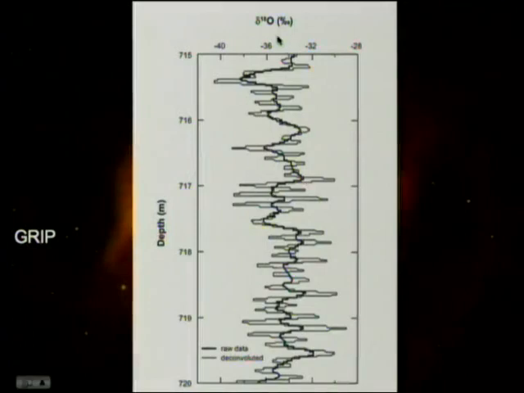Here's another example. This is from GRIP. And you can see the delta 18 oxygen here. Again, which one of these should we take? Should we take the smooth curve? Should we take the actual data? And if we do take the actual data, where do we draw the line?